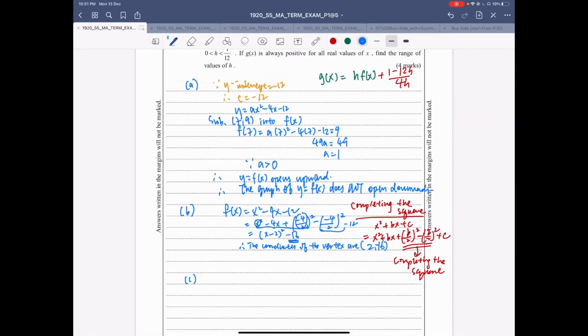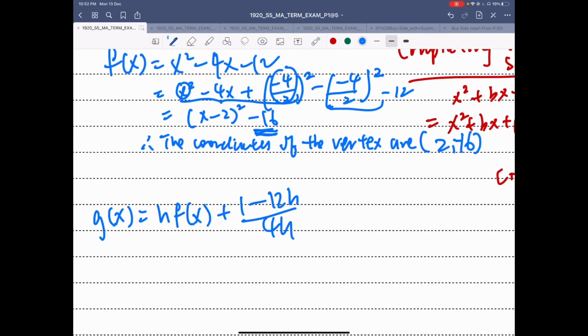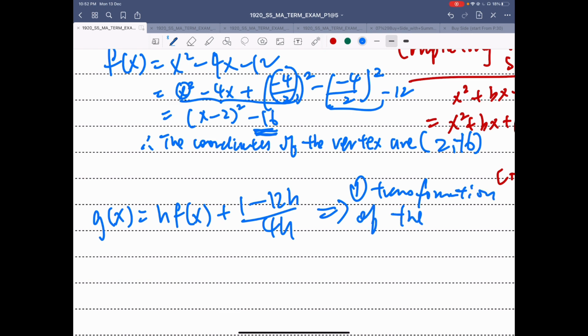So after we know that, let's write down here h f(x) plus 1. This is the movement of the function, the transformation of the function, all right? So the first step you need to do is transformation of the function. If you can do the transformation of the function, the remaining part is just to solve it, okay?